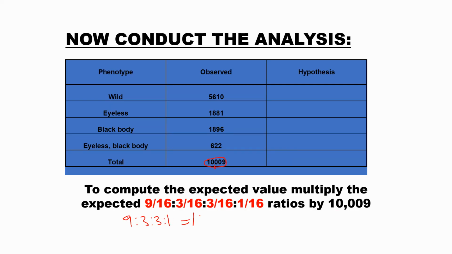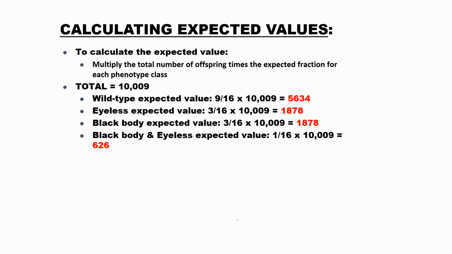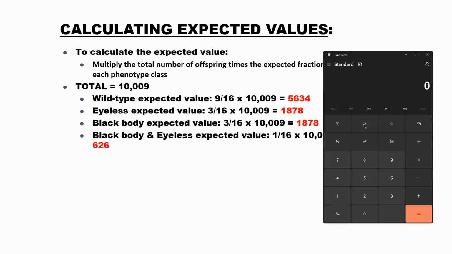But a 9:3:3:1 ratio gives us 16 parts. So far, so good. Just like we had before, we add up the ratio to get the number of parts. If we got 16 parts, here's how we get our expected. It shows you here. It says 9/16 times 10,009. So 9 divided by 16, of course, gives us 0.562 times 10,009.